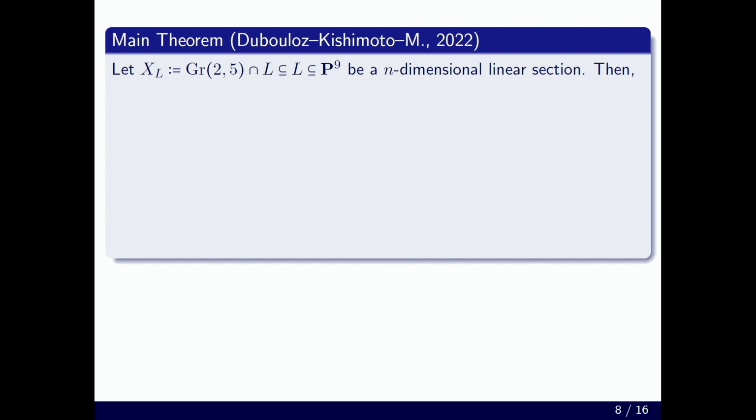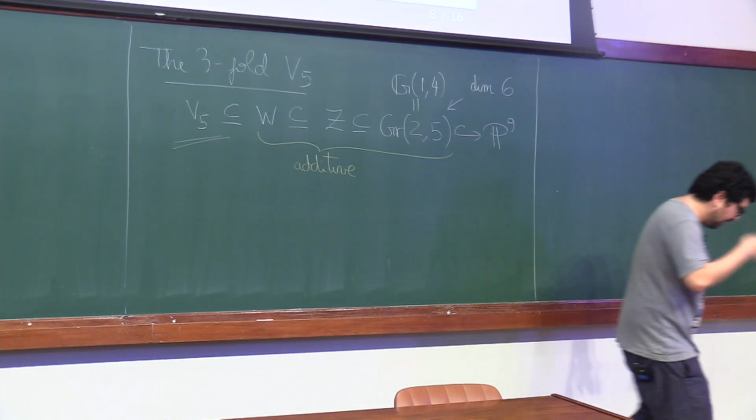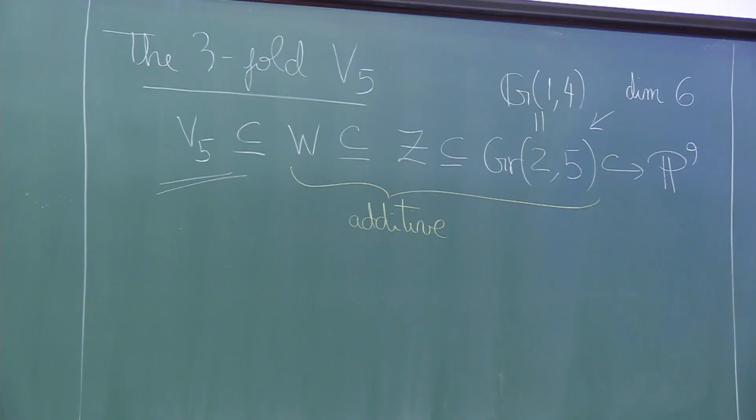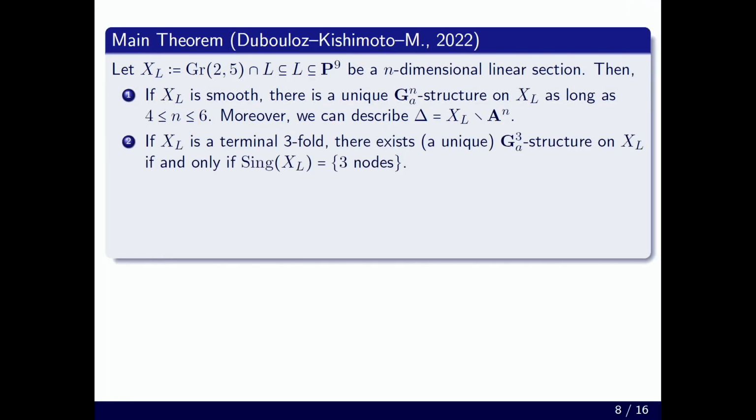With Adriana and with Takashi, we proved that if you start with this six-dimensional Grassmannian, you take a linear section, if this section is smooth, then there is a unique way to be additive, as long as you are in the right dimension, right? 4, 5, or 6. And moreover, we can describe this boundary divisor. So essentially, this is very nice because it's the original question by Hirzebruch.